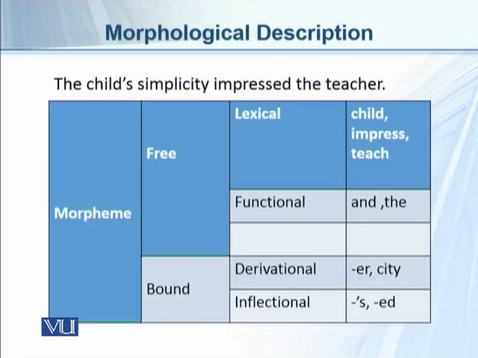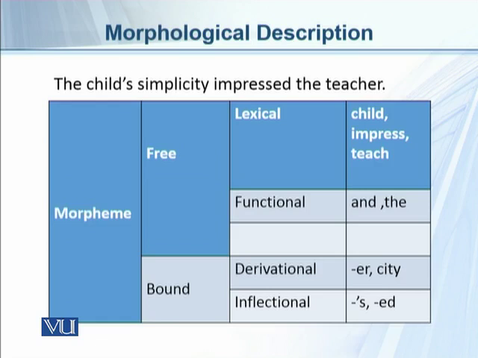For example, we have morpheme. We can divide it into free and bound morphemes. When we come to free, we have two types, lexical and functional. So from the same sentence, the lexical ones are child, impress, and teach, and the functional ones are 'the' and 'the'.